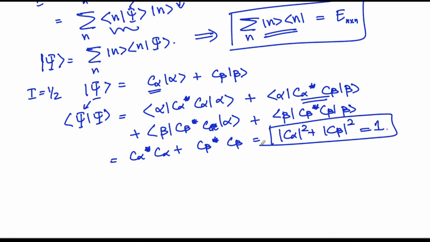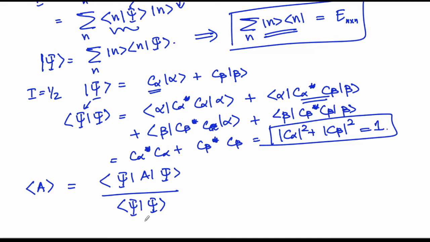What is the meaning of this is that the mod of C alpha squared gives you the probability of finding the spin in the alpha state, while mod of C beta squared gives you the probability of finding the spin in the beta state. The way we measure things in quantum mechanics is that you try to get the expectation value. This expectation value is defined by this equation, which you will be remembering from your quantum chemistry course, where the denominator just ensures that you have a normalized wave function to begin with. And if we satisfy this condition, the denominator goes to 1. So I'm just going to be writing the numerator.